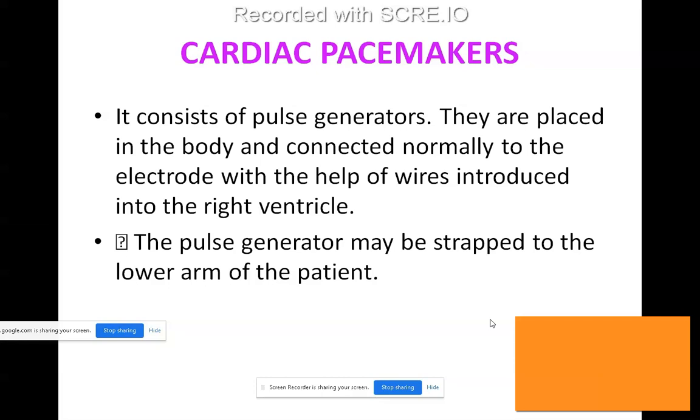The pulse generator may be strapped to the lower arm of the patient. Where will you be placing the pulse generator? In the lower arm, okay, the wrist or below the elbow, likewise, there you will be placing the pulse generator.